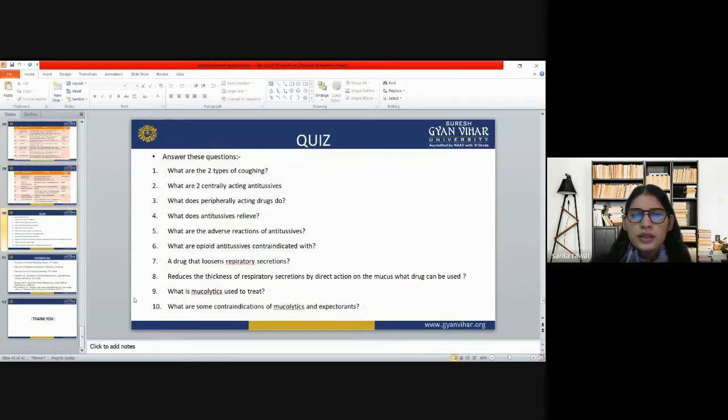Then we have concluded with a quiz also, which you can answer very easily by going through the previous slides. The questions are like, what are the two types of coughing? You already know about the productive cough and dry cough, the non-productive and productive cough. Okay. So, what are the two centrally acting antitussives? You can easily answer that because we have already gone through the long list of antitussives.